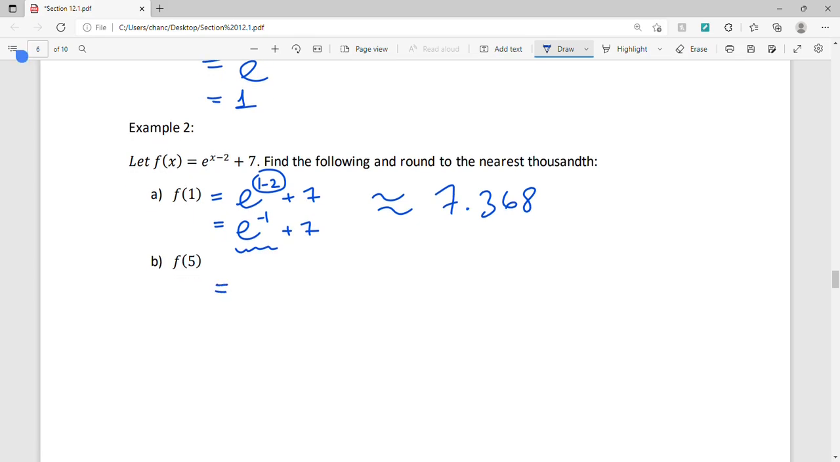For part B, we'll look for e raised to the 5 minus 3 plus 7. This is equivalent to e raised to the second power plus 7. And again, we'll simplify this, making sure we have parentheses around that 2 for our calculator. And this gives me an answer of approximately 14.389.